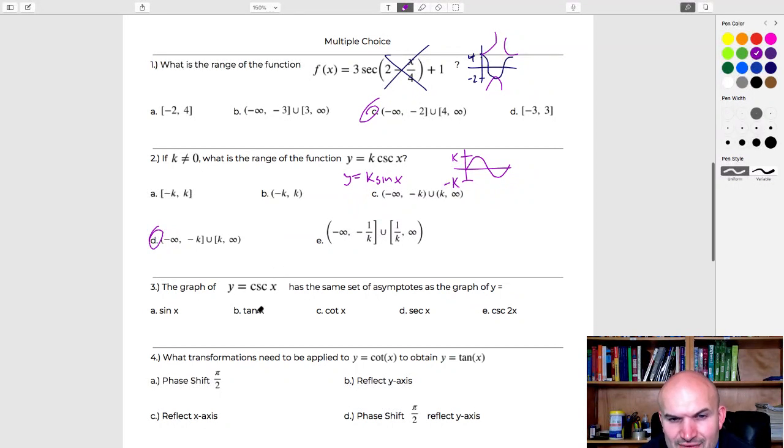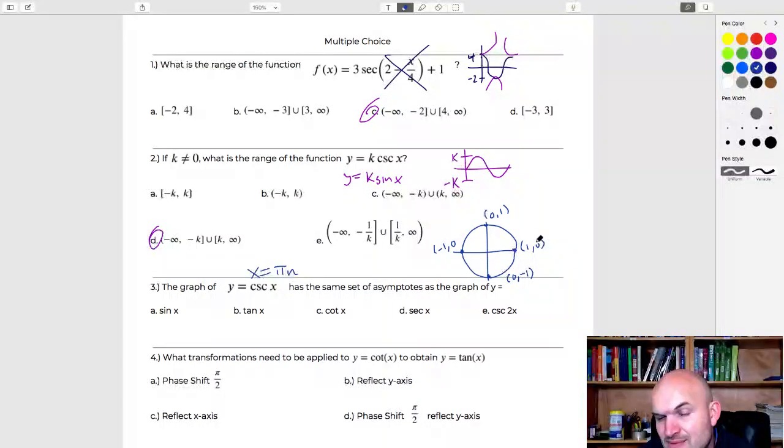Number 3: the graph y equals cosecant of x has the same set of asymptotes as the graph y equals what? To understand this question, I think it's very difficult for a lot of students to memorize these. Let's think about at what angles cosecant is undefined. If we think about these coordinate points, 1, 0, 0, 1, -1, 0, and 0, -1, cosecant is undefined because you're doing 1 over the y coordinate. It's not going to be cosine or secant because that's with the x coordinate, which is 1. So we look at tangent and cotangent. Tangent is y over x, and 0 over 1 or 0 over -1 is just 0. However, when we do cotangent, we get -1 over 0 and 1 over 0. So the answer is going to be x.